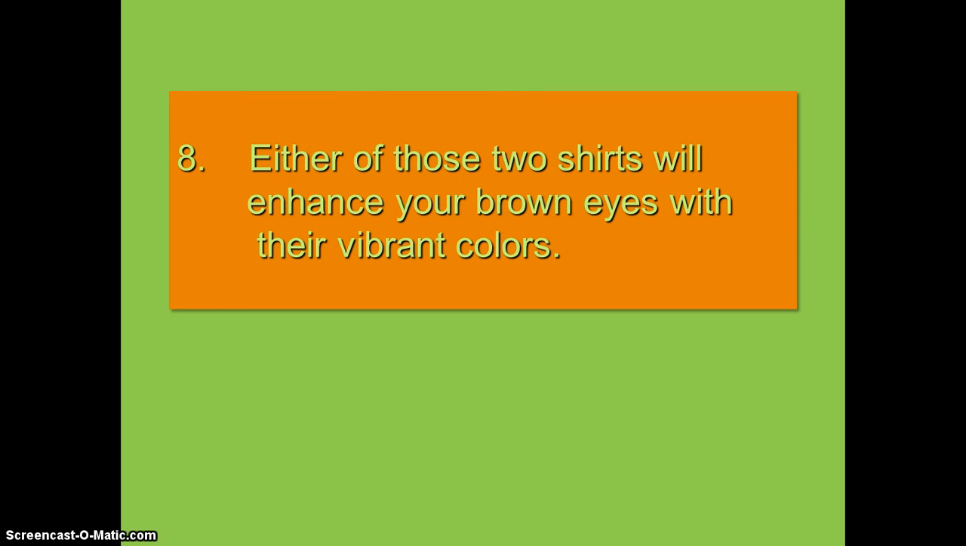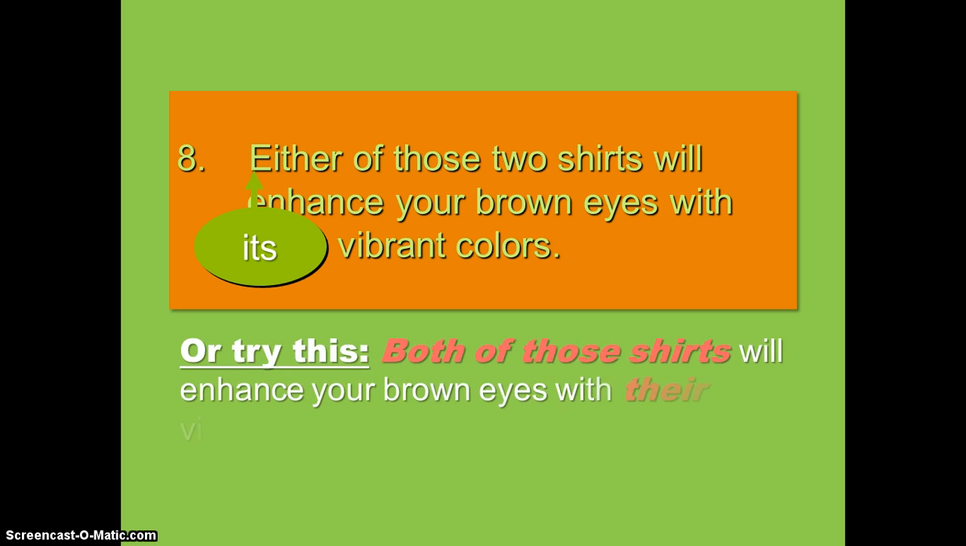Either of those two shirts will enhance the brown colors of with their vibrant eyes. Let me try reading that one again. Either of these two shirts will enhance your brown eyes with their vibrant colors. Well, this one's really kind of tricky, isn't it? There we want to get rid of. And we want to go with "its," because its is referring to either, which is always singular, even though we're talking about shirts. Or you can try this. Both of those shirts will enhance your brown eyes with their vibrant colors. Makes things a little bit easier to follow if you were to switch that around a little bit.